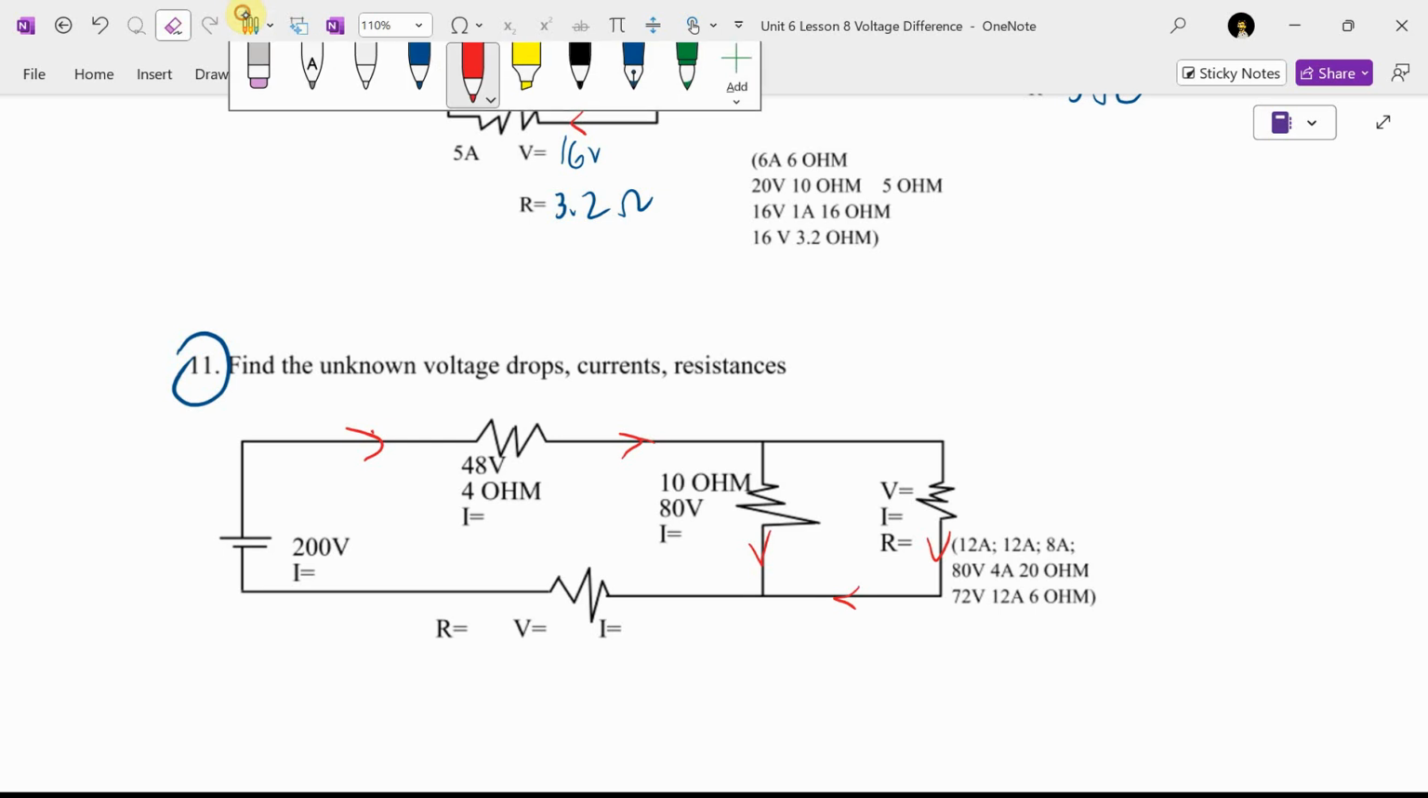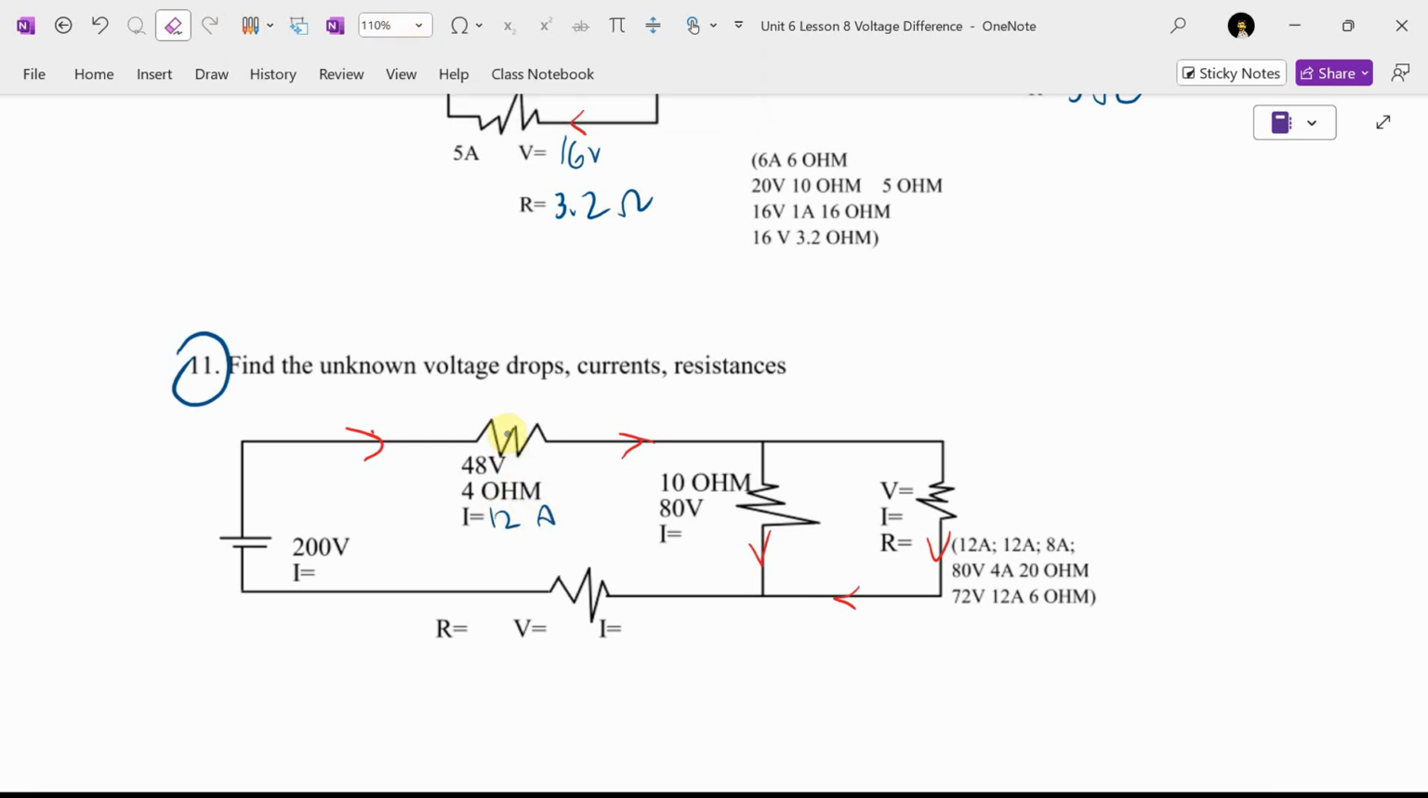I is V over R, so I've got 12 amps going through here, 12 amps leaving the battery. This question's going to fall apart. I don't know how yet, but it's going to fall apart. Here I know 2 things. I got 80 volts, 10 ohms. This is 8 amps. Well, if I have 12 amps coming in and 8 amps went this way, this has got to be 4 amps. And not only that, if I start here and end here, and this voltage is 80 volts, this voltage has to be 80 volts because I started and ended in the same location. So this has got to be 80 volts, and now I can tell you the resistance. R is going to be V over I. R is going to be 32 ohms.